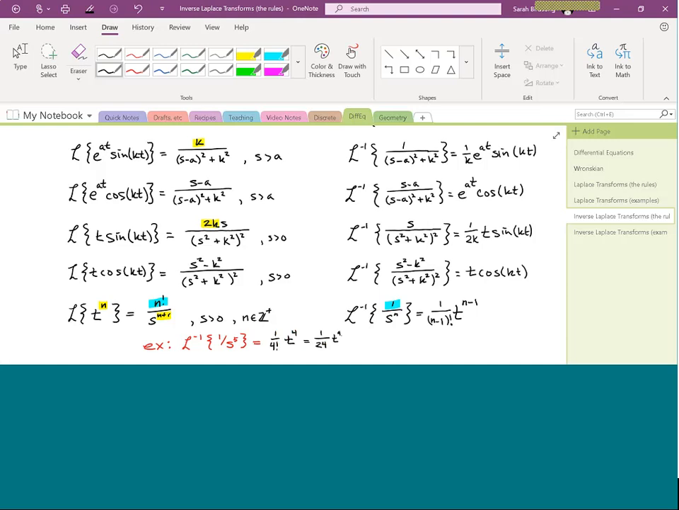Personally, I like writing things in polynomials more than in pure fractions, so I default here to writing this as a coefficient out front and then the t to whatever power next to it. And that's it. That's all you've got to worry about.